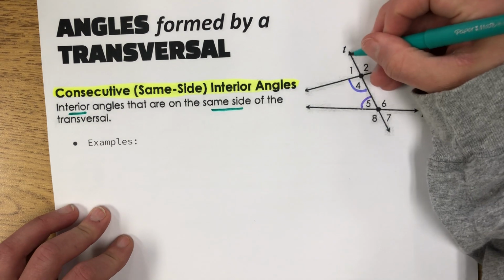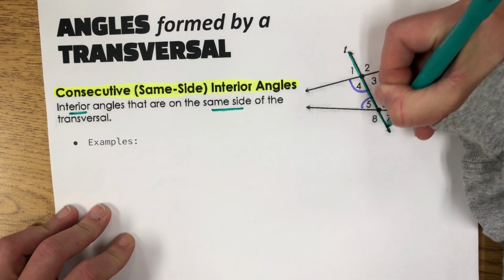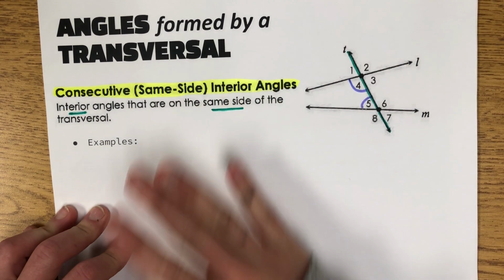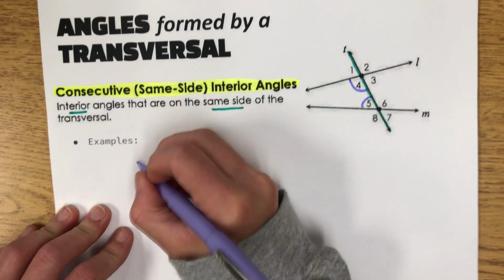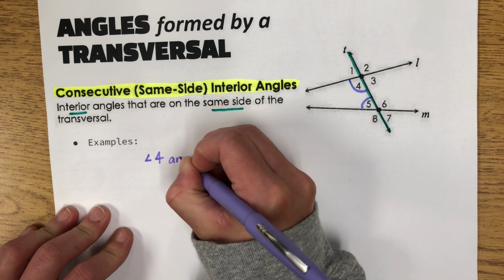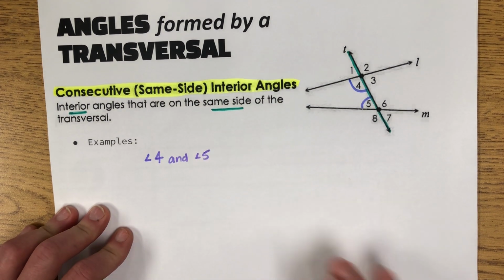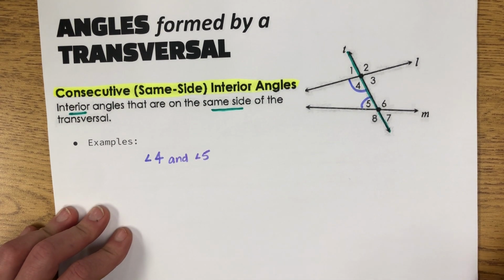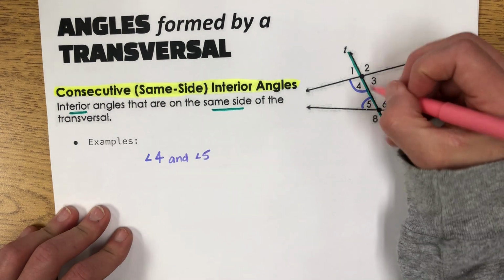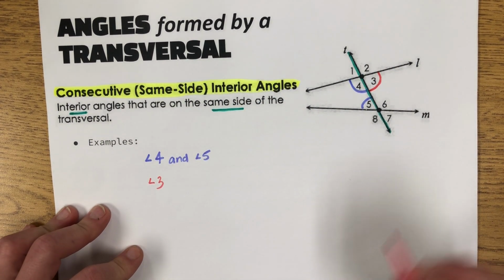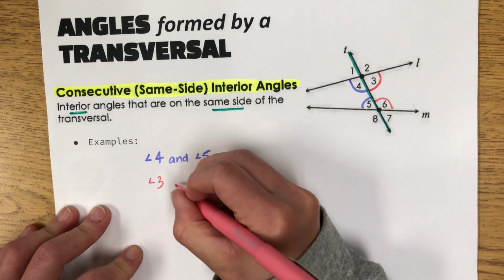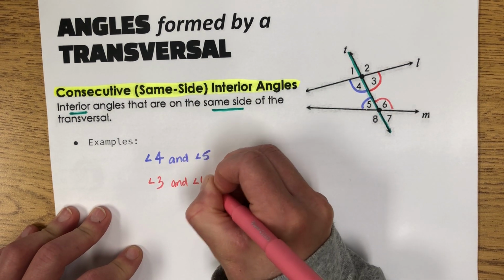Remember, our transversal is this T line here. I'm just going to outline that for you. On the same side of the transversal and on the inside angles. So that's going to be angle 4 and angle 5. And then we can do the same for angle 3. The consecutive interior angle for angle 3 would be angle 6.